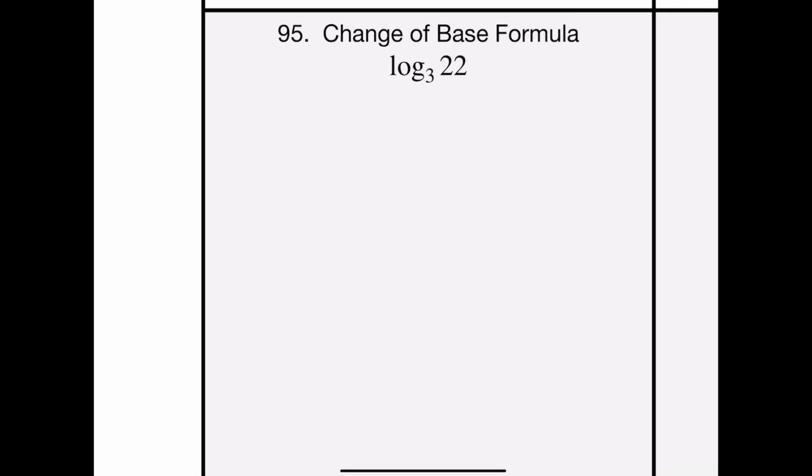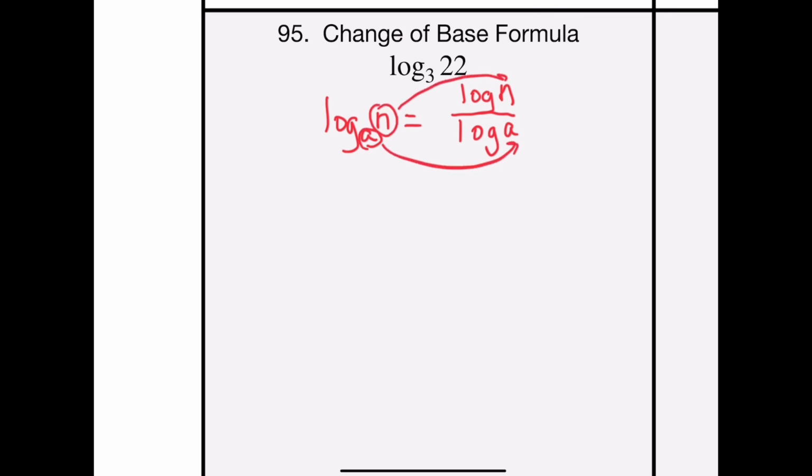Problem number 95 is the change of base formula. It says log base 3 of 22. So the change of base formula says that I can change the base of the log by writing a ratio. So if I have log base a of n, that's equal to log of n, where I'm not going to write a base because that would indicate base 10, divided by log of a. Notice the base goes on the bottom and the argument goes on the top.